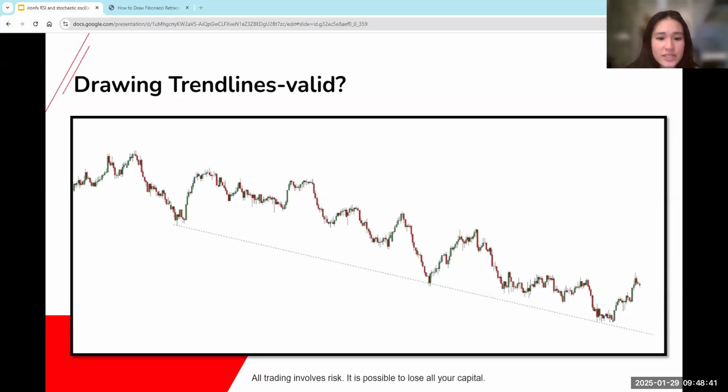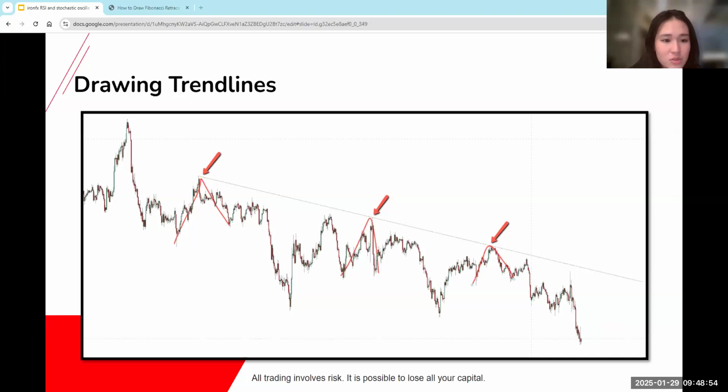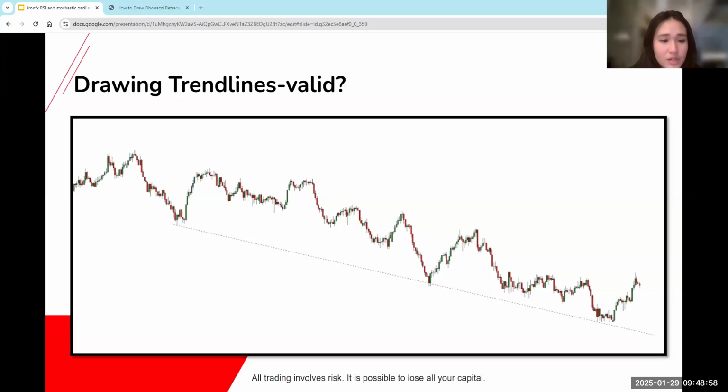Okay, so this trend line is actually not valid because, like we mentioned earlier, let me go back. For a descending trend line, it needs to be drawn from the top, whereas here we are drawing it below. So it should be drawn from the top to be considered valid.